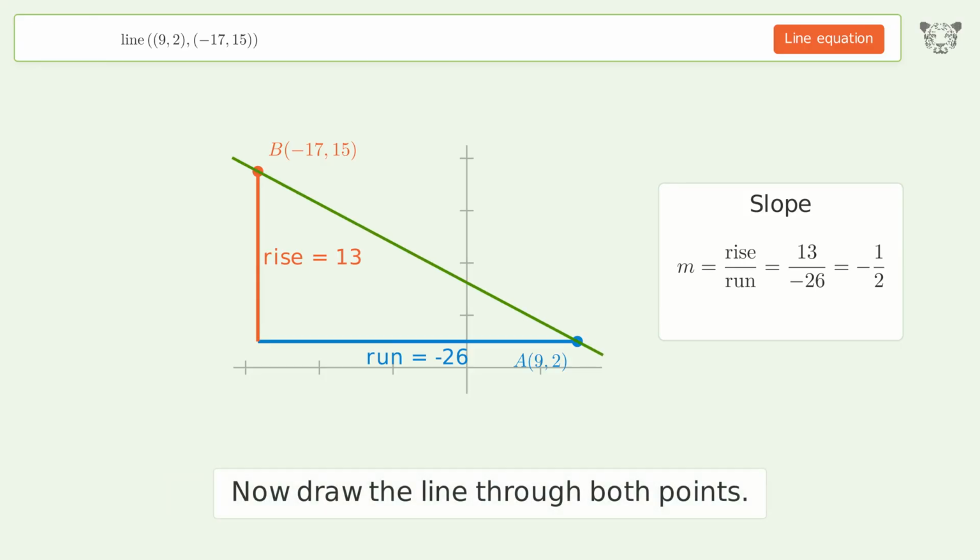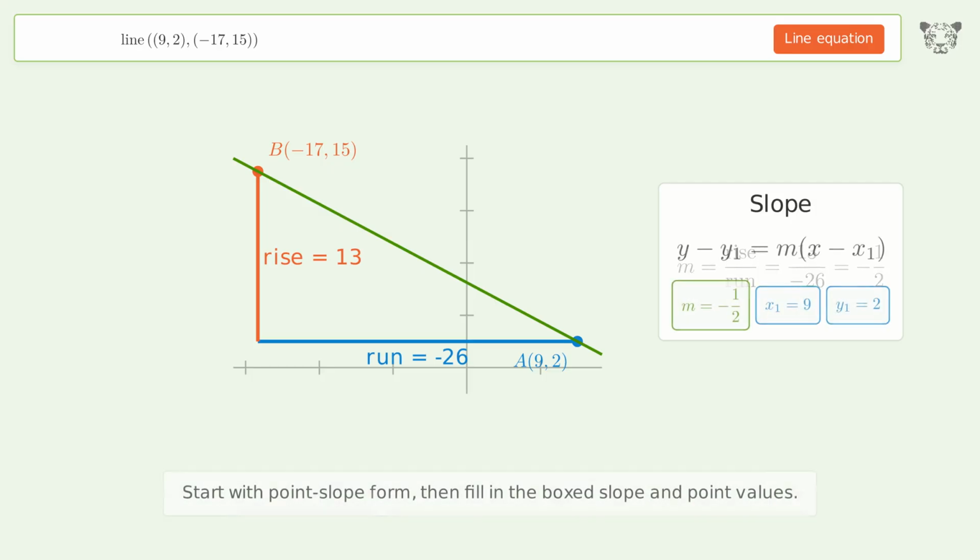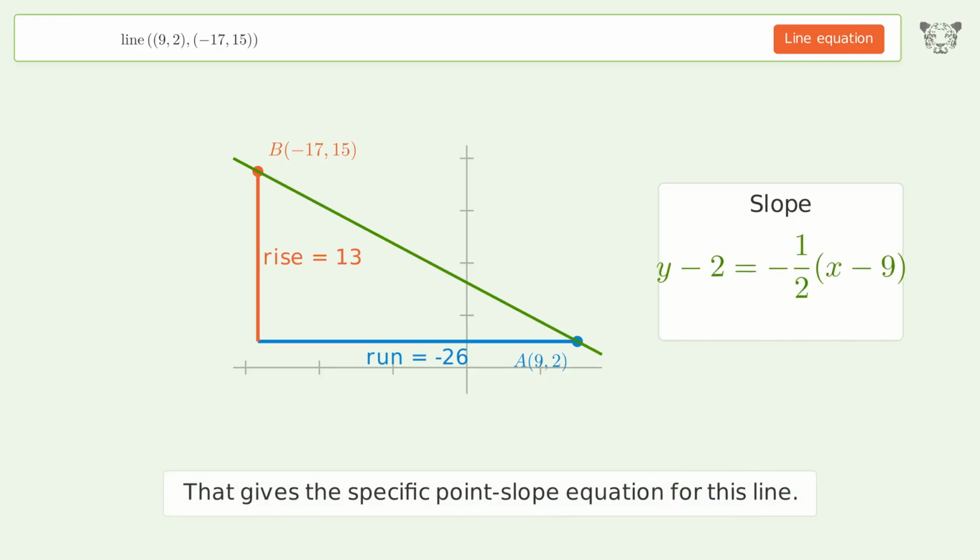Now draw the line through both points. Start with point slope form, y minus y1 equals m times x minus x1. Then fill in the boxed values, slope is -1/2, x1 is 9, and y1 is 2. That gives the specific point-slope equation for this line.